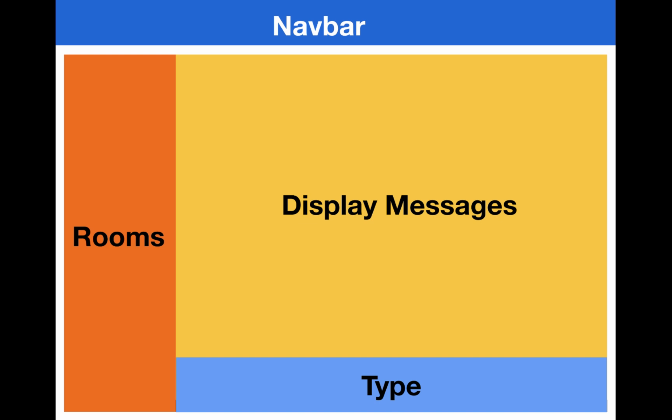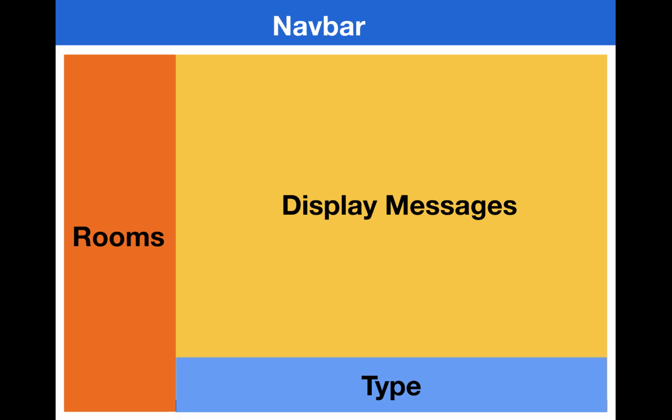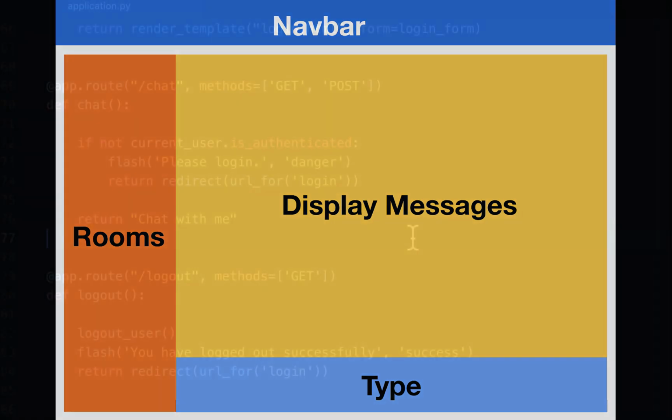The way I see this page, it will have a navigation bar at the top, and below it will be the main section. Inside the main section, there are three parts. The largest of the three will be for displaying the messages. At the bottom will be the place where the user types in messages, which will appear in the display message section. On the left-hand side, there is a sidebar which will show all the rooms that are available. So in this project, we'll be segregating the conversations into different rooms.